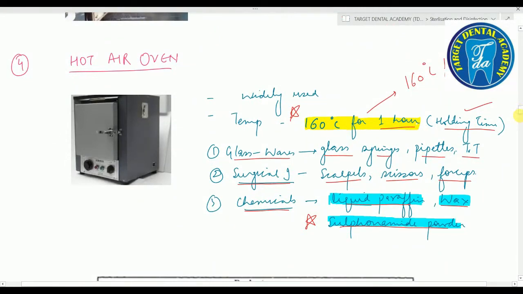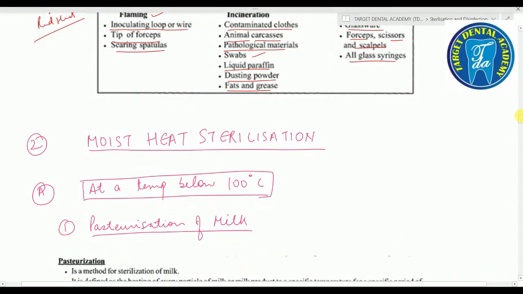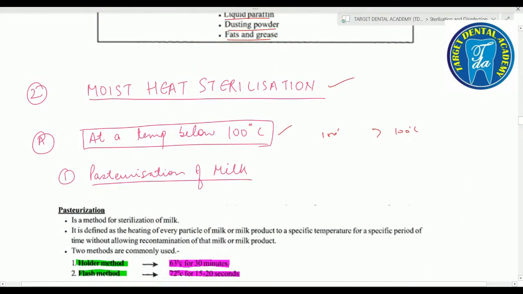Now coming on to the second method of the physical method of sterilization, which is moist heat sterilization. As I have already told you, there are three processes: at a temperature below 100, at a temperature of 100 and above 100 degrees Celsius. In this, first we are going to discuss the process at a temperature below 100 degrees Celsius. In this, the first method is the pasteurization of milk.